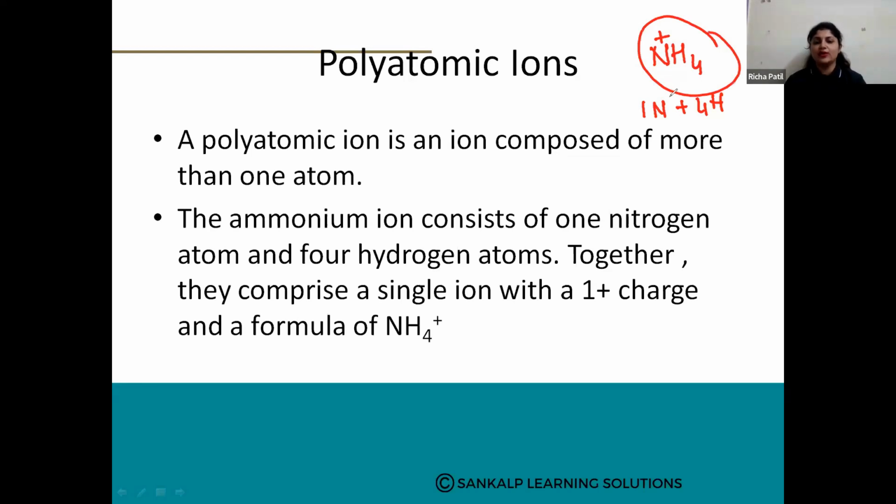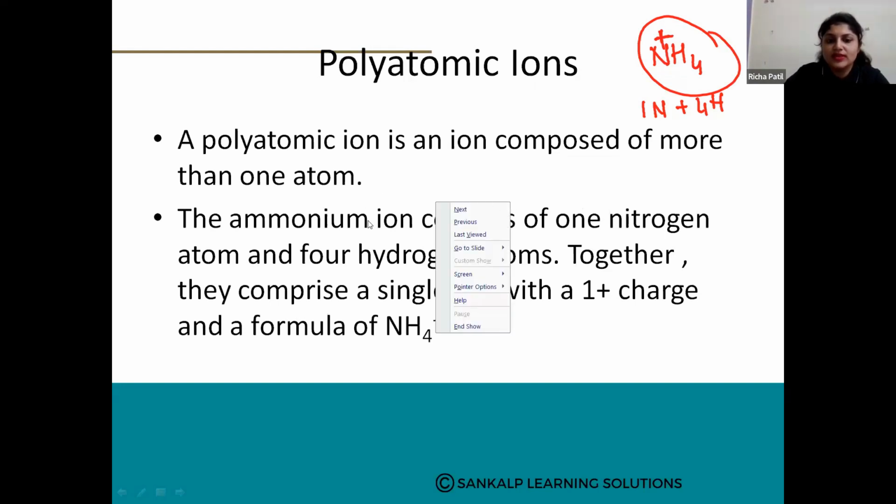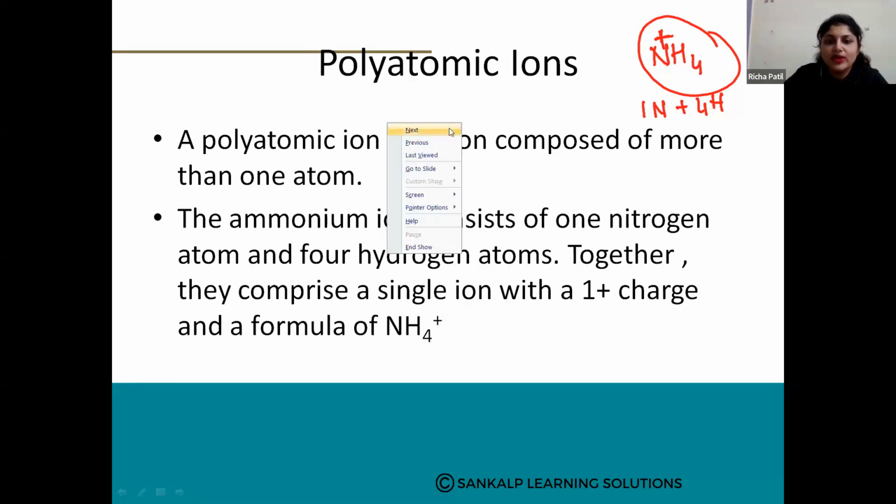So this is a polyatomic ion. It is a single ion with a positive charge, made up of one nitrogen atom and 4 hydrogen atoms. Together they make up a polyatomic ion, since more than one atom is present. So these are positive polyatomic ions.